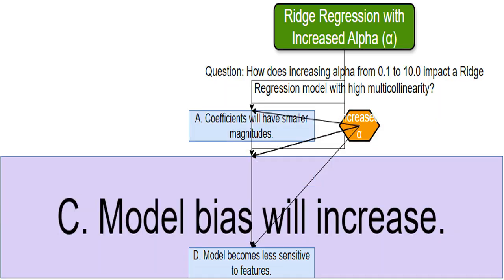When I increase alpha, I'm simplifying the model by shrinking coefficients towards zero. A simpler model makes stronger assumptions about the data, which increases the risk of missing important patterns, thereby increasing the bias. That's why I say statement C is true.